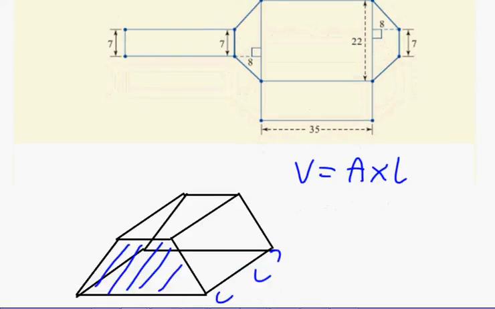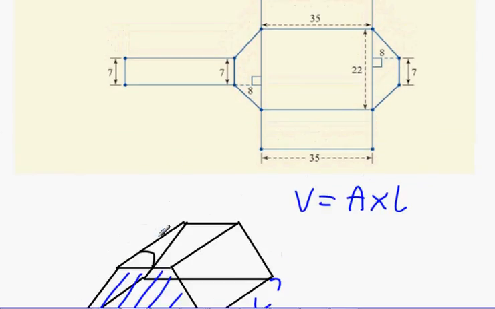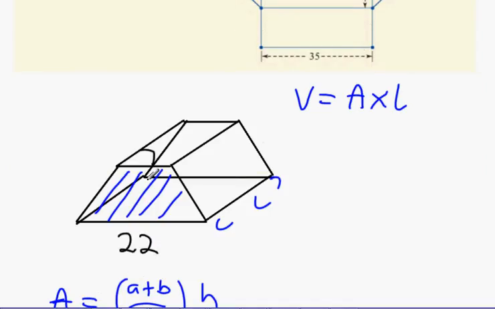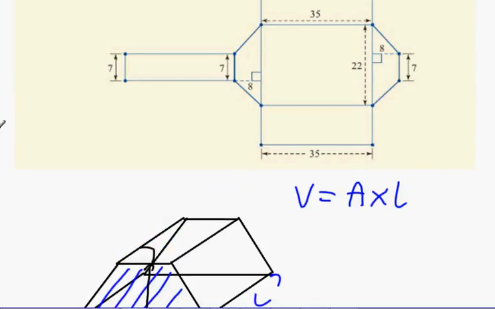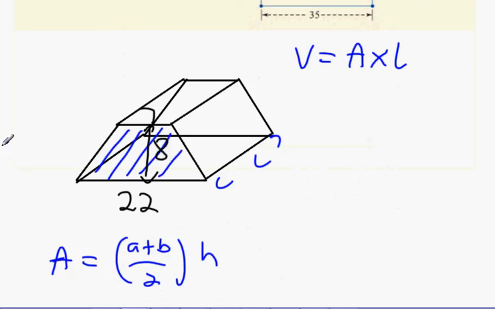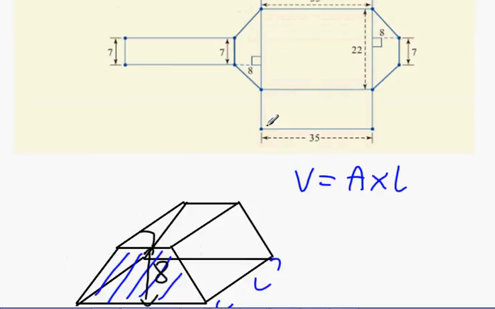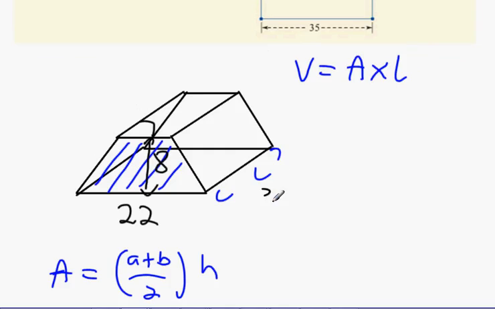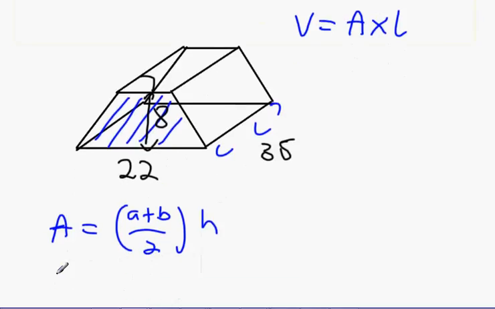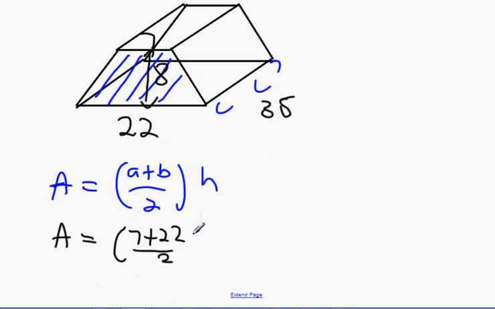Now, lads, it's 7 on top, and what length is it on the bottom? 7 on top, 22 on the bottom. What's the height from the 7 to the 22? 8. And what's the length? The length is 35. Now you have everything you need. So the area is a plus b, which is 7 plus 22, divided by 2, and it says that the vertical height is 8.